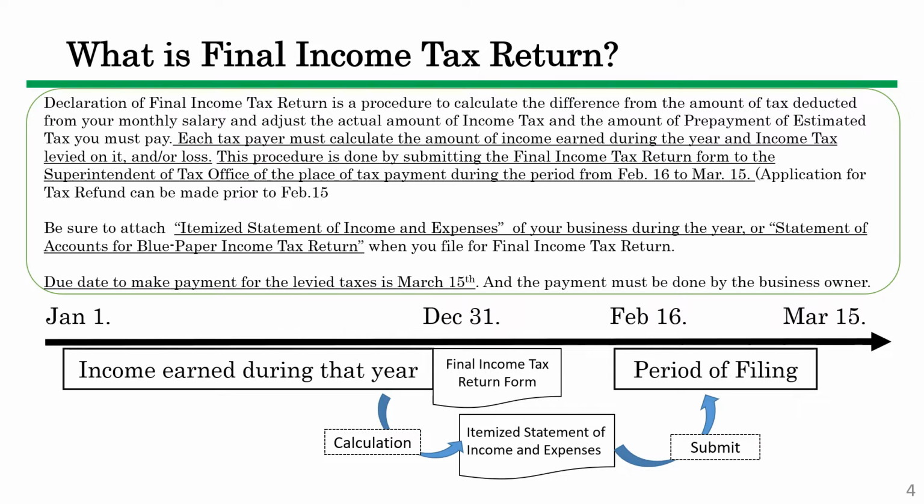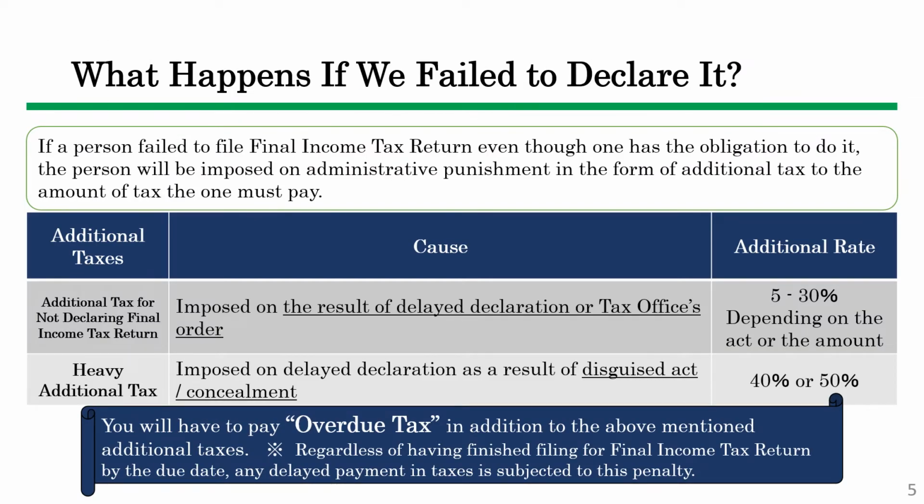In case you pay the whole amount of tax in cash, the due date for the payment is March 15th. However, a declaration of income tax refund can be made without waiting for February 16th. If you fail to declare the final income tax return by its due date of March 15th each year, additional tax for not declaring the final income tax return and/or overdue tax will be added to the amount of tax you should pay. In case any disguised act and/or concealment is found, a heavy additional tax, which is heavier than the additional tax for not declaring the final income tax return, will be charged.